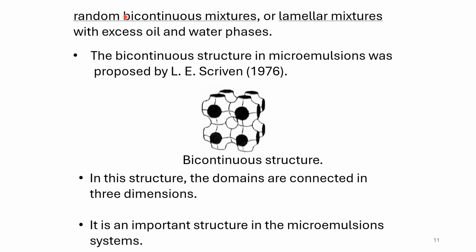Microemulsion also forms the random bicontinuous mixture or the lamellar mixture. This type of structure is different from the emulsion. So the bicontinuous structure in microemulsions was proposed by these people. It is something similar to a sponge where they have the interconnected three dimensions in the center of the particle, of the droplets. So it is an important structure in the microemulsion system.